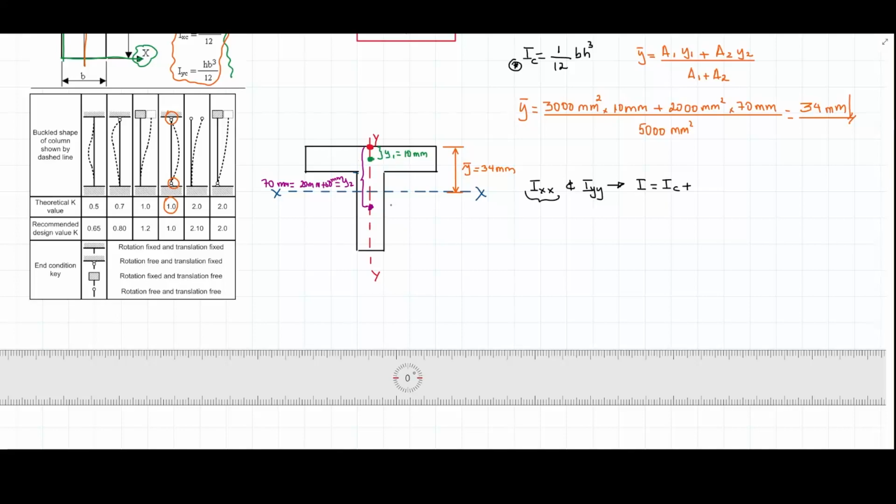And that is done using the parallel axis theorem. What that means is that you have to multiply the area of the section times the distance from the centroidal axis of that section to the centroidal axis of the combined area section. And let me mark it here. This is basically the parallel axis theorem.